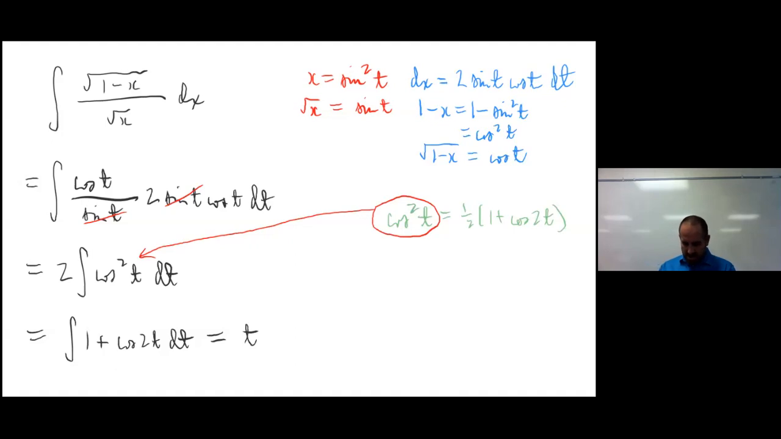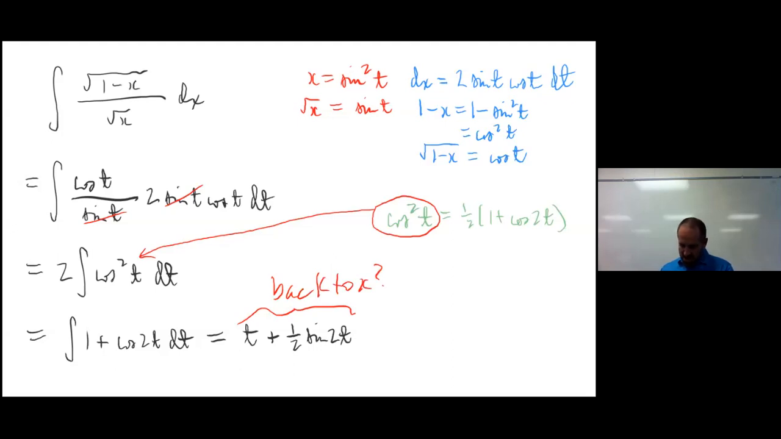Okay. And then it's plus, what's the antiderivative of cosine 2t? Yeah, 1/2 sine of 2t. And now what? Now what? I need to go back to x, yes. So back to x. How to do it?